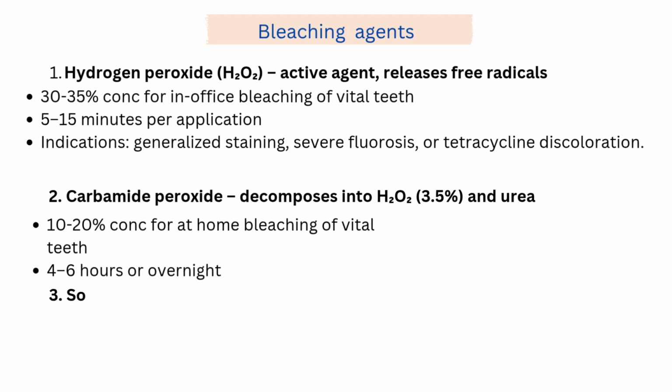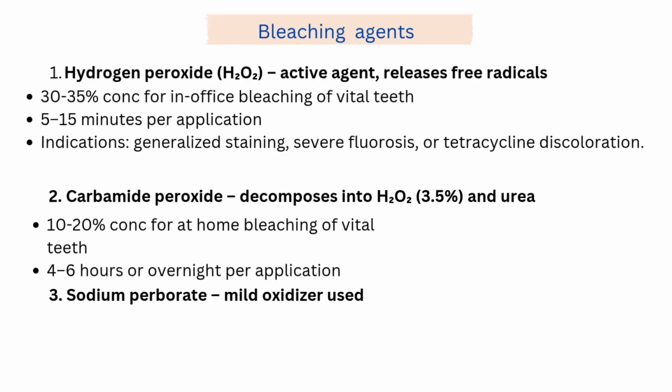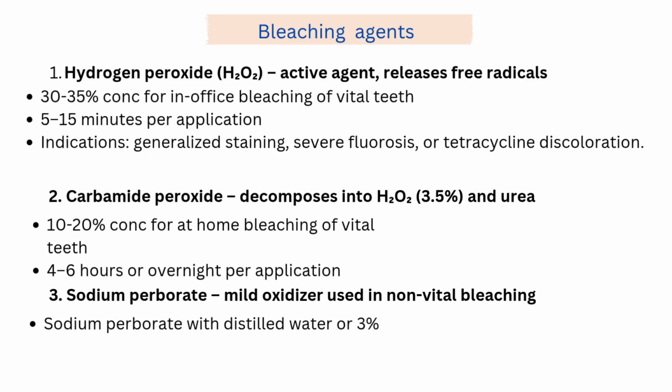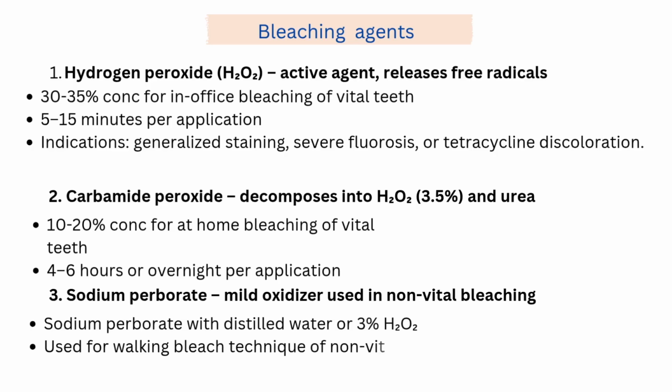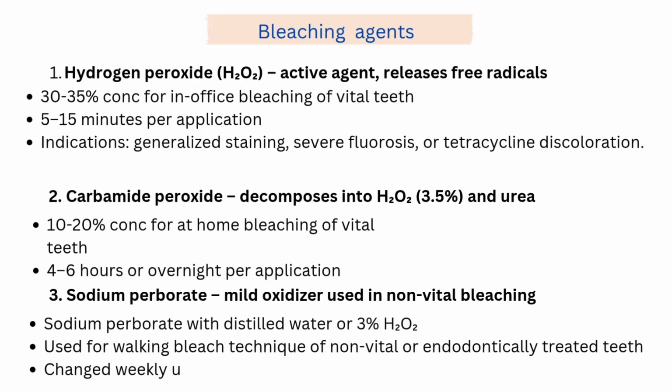Sodium perborate is a mild oxidizer, therefore it is used for non-vital bleaching, that is for endodontically treated teeth. The walking bleach technique was introduced by Nutting and Poe, which combines sodium perborate with distilled water or 3% hydrogen peroxide. This composition is placed in the pulp chamber, the access cavity is sealed temporarily and changed weekly until the desired shade is achieved.